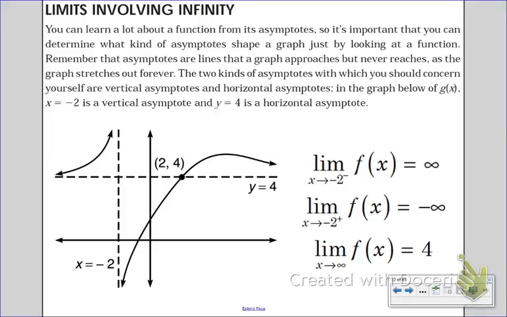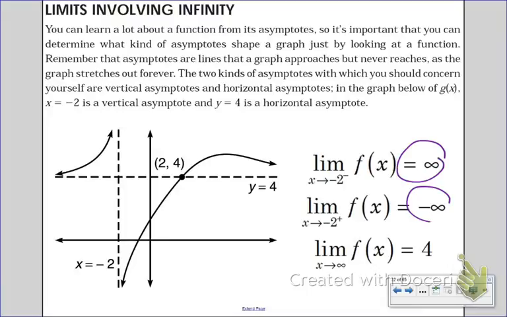It says in the graph below of g of x, x equals -2 is a vertical asymptote. So if you look at -2 from the left-hand side, it's going to positive infinity. If you look at -2 from the right-hand side, it's going to negative infinity. And the horizontal asymptote is at y equals 4. So notice here how limits are integrated with that.